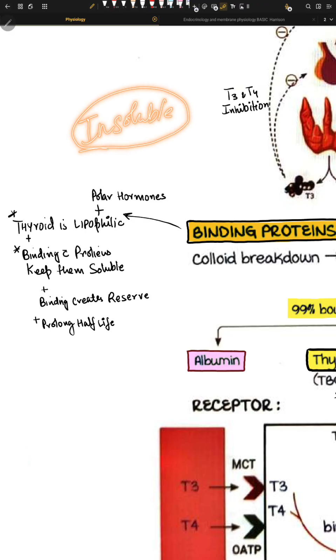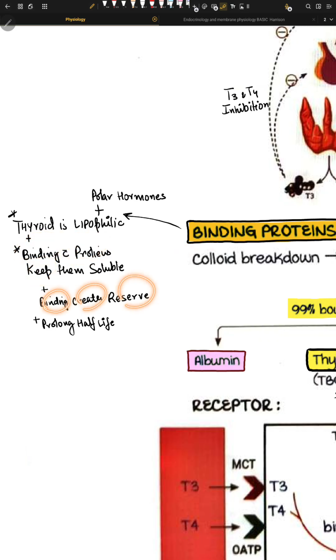If a hormone is insoluble in water, it means it's soluble in fat. If a hormone is soluble in fat, it's insoluble in water. If a hormone is soluble in water, it means it's insoluble in fat, and it needs some sort of second messenger. That's the concept. So binding with protein keeps them soluble in water, keeps them soluble in blood.